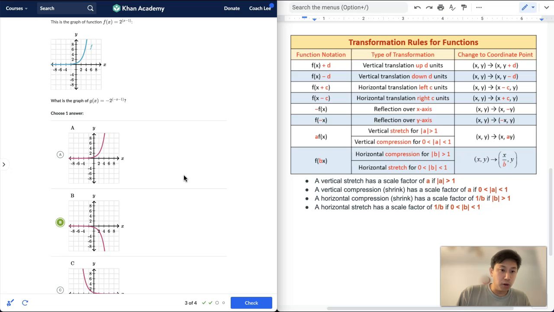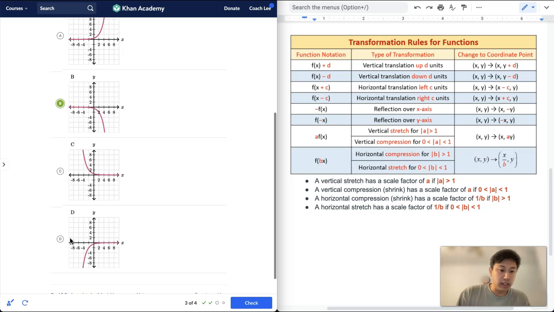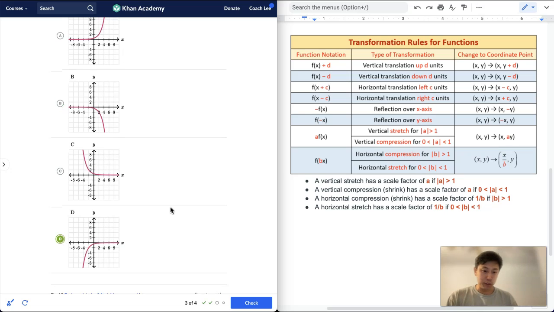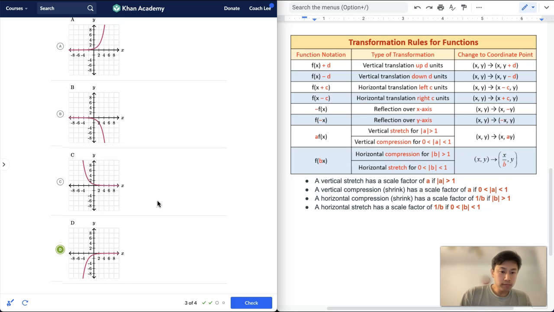Let's see. No. It should be option D, actually. See, I was doing that visually. Should be option D. So again, check with the calculator if you need to. But at least we were able to describe, hey, it was both the reflections.